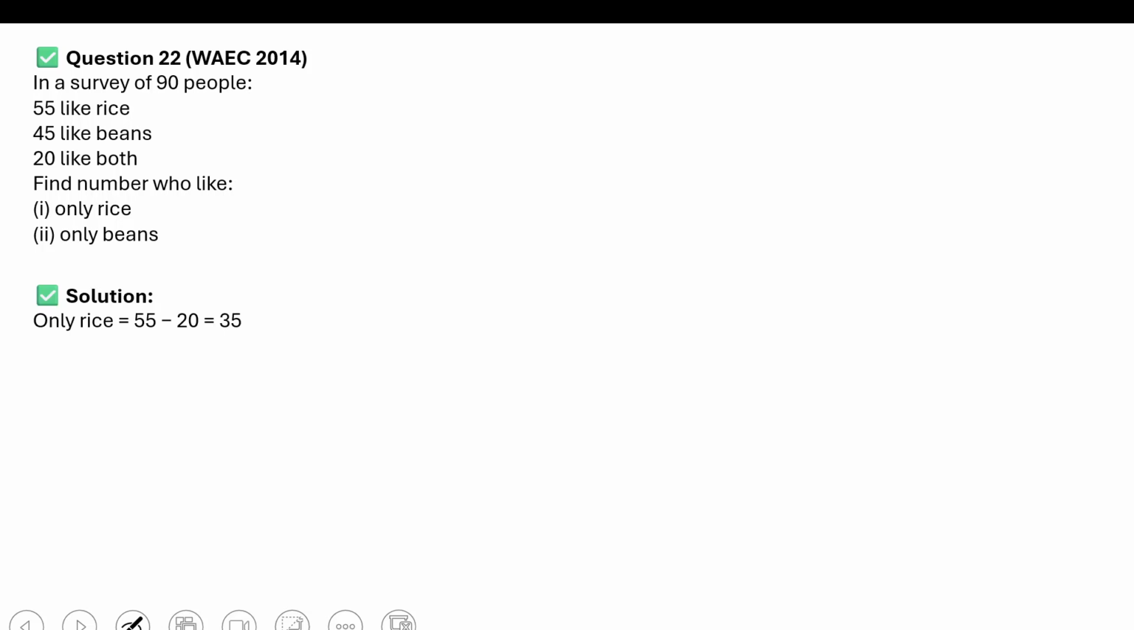Only rice is 55 minus 20. You take away the 20 from 55. 20 is the both. So only rice is 35. Only beans, take away 20 from 45. You get 25.